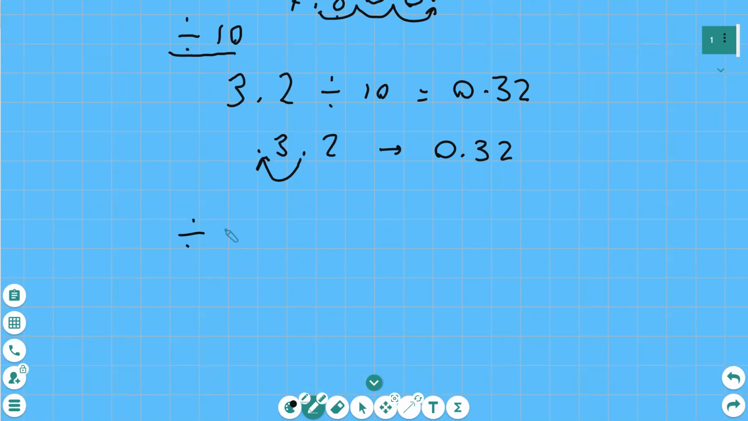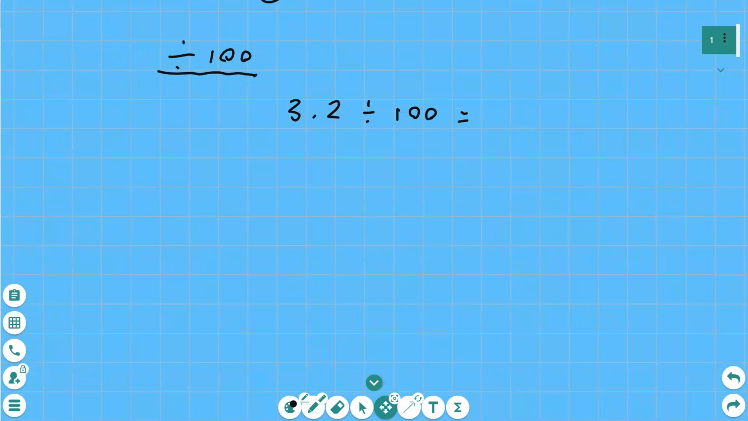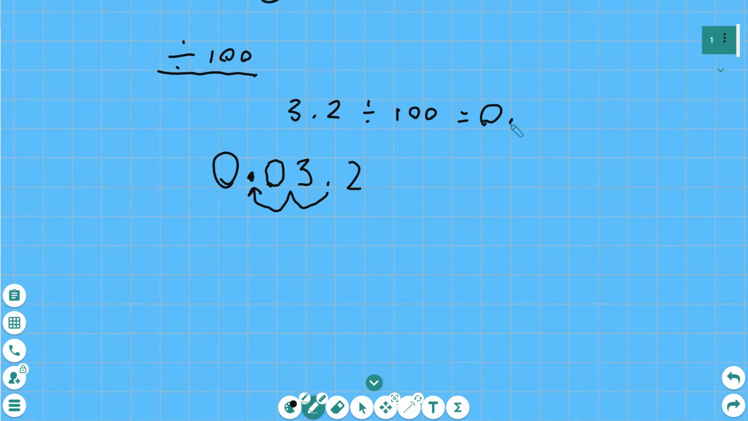If we divide by 100, let's move the screen down a bit because we are taking a lot of space, aren't we? With this one, we're dividing, so the decimal point will move to the left. 100 has 2 zeros, so it will move 2 spaces to the left and end up there. A placeholder, a 0, will move in there, and it will end up being 0.03.